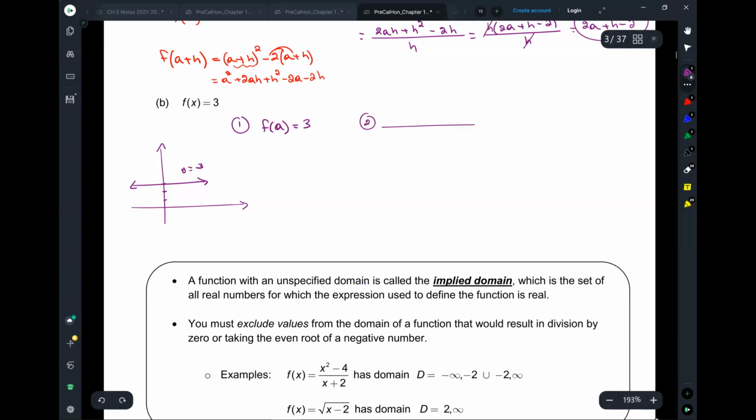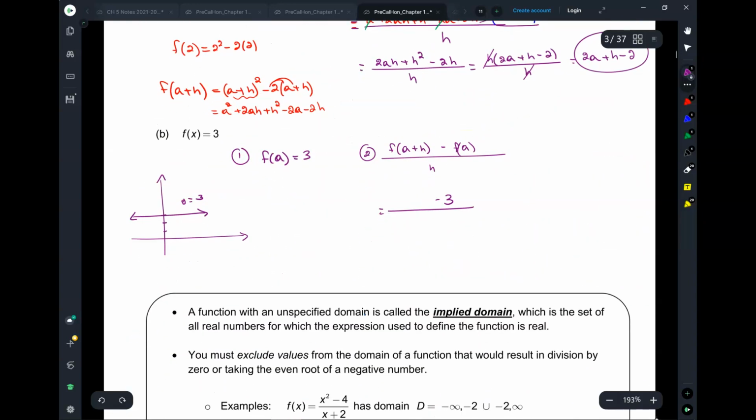So now number 2, we're going to do f of a plus h minus f of a over h. So then if f of a is 3, what's f of a plus h? Is it 6? Sorry. Okay, so suppose here is a. A plus h is somewhere further down the line, right? What's the y value there? 3. So that's also 3, minus 3 over h. 0 over h, 0. Okay, yeah.